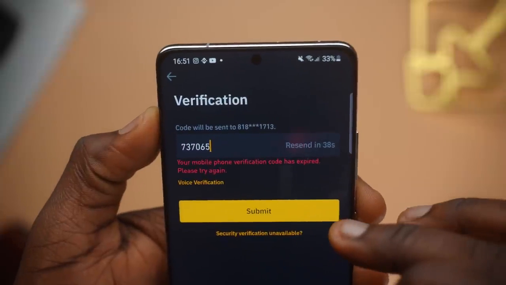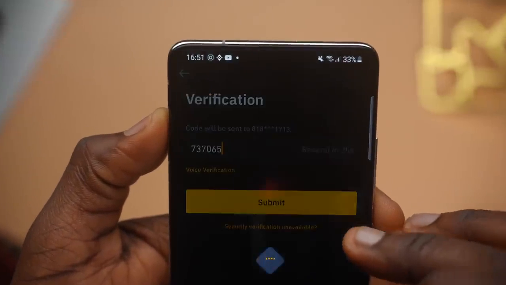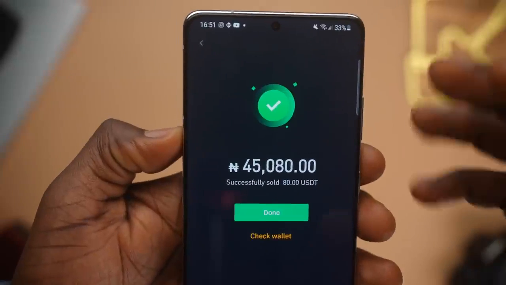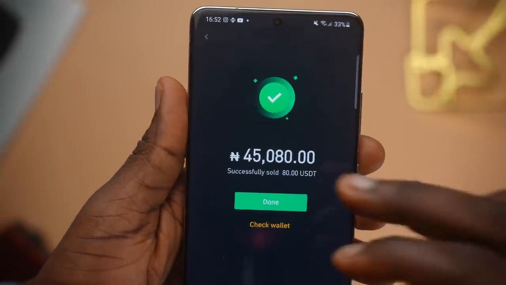So once I type in the code, I get a confirmation message saying that I have sold my $80 on Binance for 45,000 naira cash right into my bank account. It's that easy. Basically like a normal transaction transferred between two good old people.